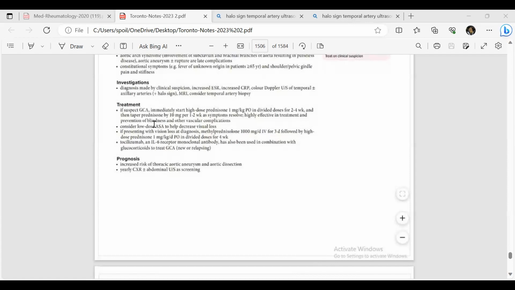Initially, if you are suspecting it, we will just give prednisone, as quickly as possible to prevent blindness and vascular complications. But if someone is already presenting with vision loss, then we will start with methylprednisolone, followed by a high dose of prednisone.